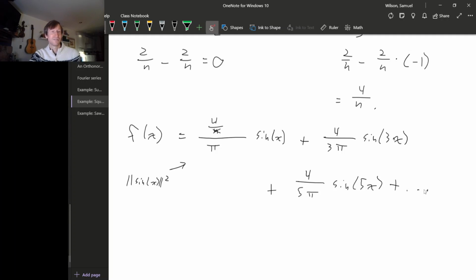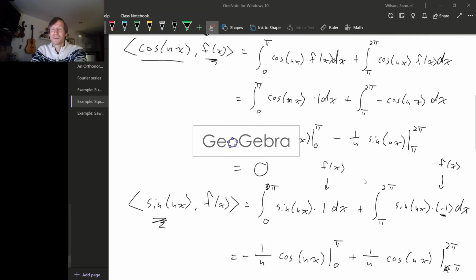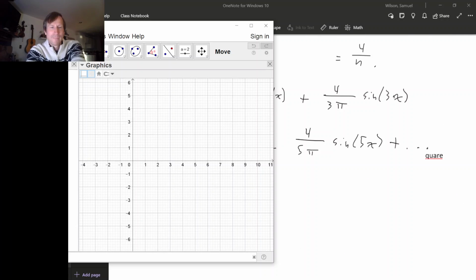Let's see what the graph of this looks like. So let me pull up GeoGebra. And remember the graph that we started with. So the graph of the original function is this square wave. Okay, so let's graph this thing. 4 over pi times sine of x. That doesn't look too much like our square wave, although it is positive when the square wave is positive and negative when the square wave is negative.